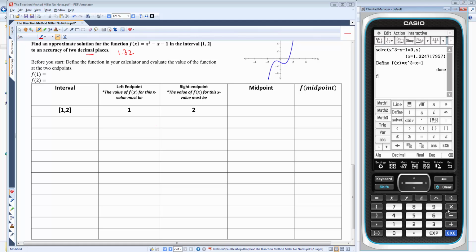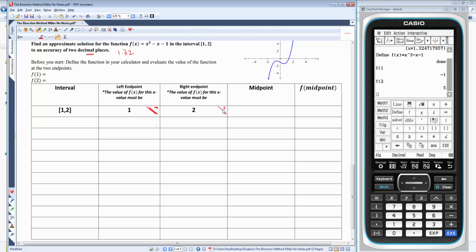Alright, now what we're going to do is evaluate f of 1, and all we're going to note at this stage is whether it's negative or positive. We're not too worried about what the value of f of x is when x is 1, just whether it's negative or positive. So I'm just going to note down in my table here that f of 1 is negative. And I'm going to do f of 2, and I'm going to note that that is positive.